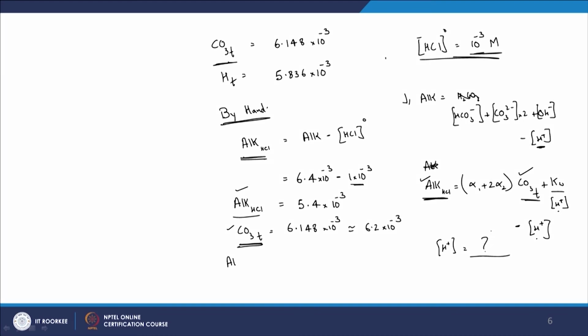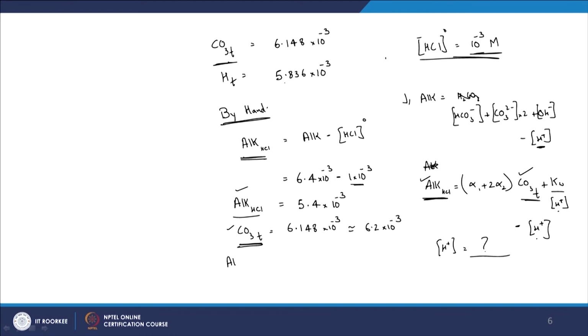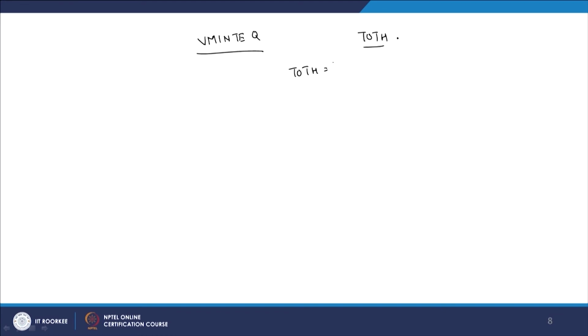So, now let us look at how to solve this by V-Min-Tech now, right. So, what can I do here? Alternatively I can also look at total H by hand. So, that is something we are going to just discuss. So, how can I do that? So, total H, how much did we calculate that to be? Total H was 5.836 into 10 power minus 3 from part B, right.